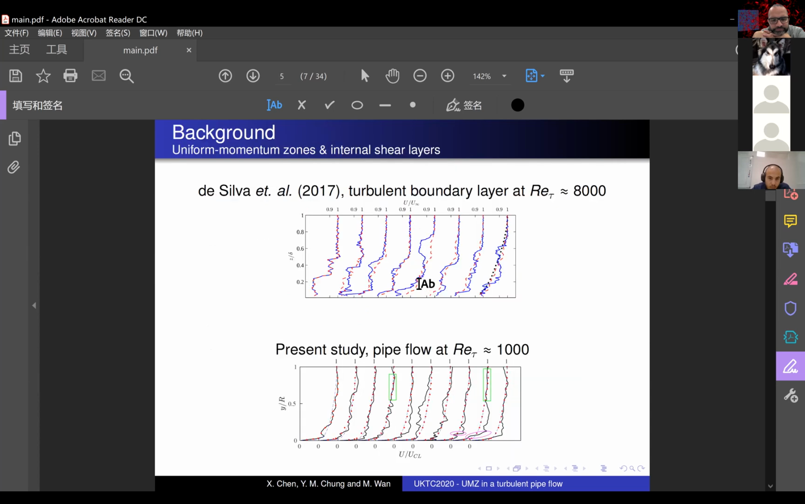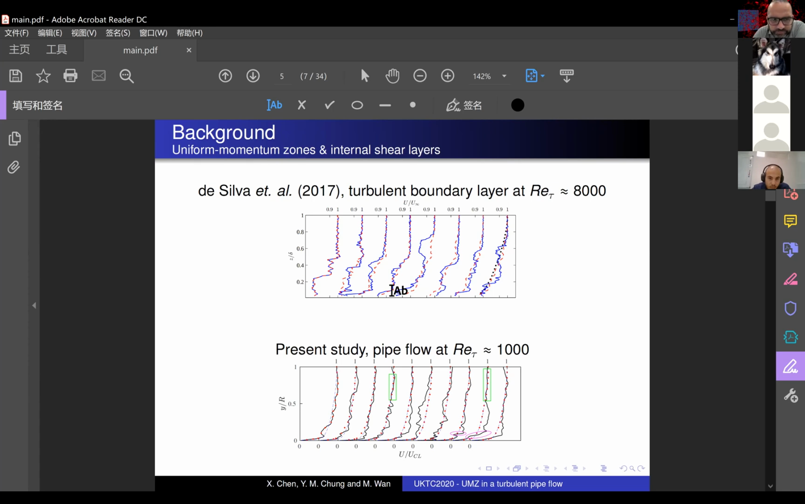So a little background on the uniform momentum zones. In wall-bounded flows, channel, pipe, and turbulent boundary layer, the velocities are remarkably constant in large regions, like these ones highlighted in blue. And the velocity jumps abruptly across some thin internal shear layers, like these ones highlighted in magenta. So these regions are called uniform momentum zones, and the internal shear layers bounding them are the zone interfaces.